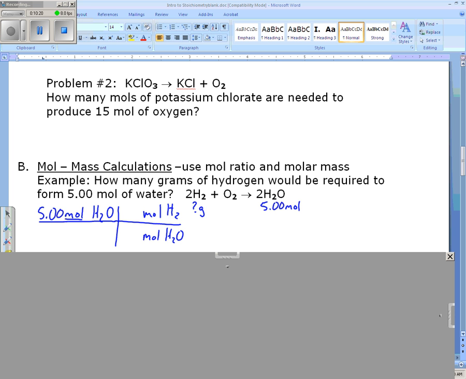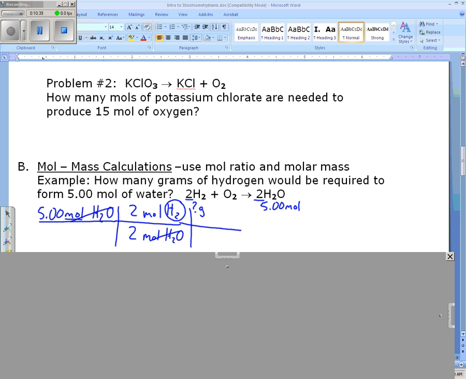Then I fill it in with the coefficients. The coefficient of water is 2, and the coefficient for H2 is 2. Moles of water cancel out. Now I have moles of hydrogen, but they don't want moles of hydrogen. They want grams of hydrogen. So to go from moles to grams, we're going to use molar mass. Now we just want the molar mass of H2.